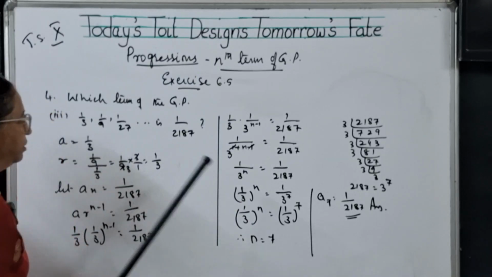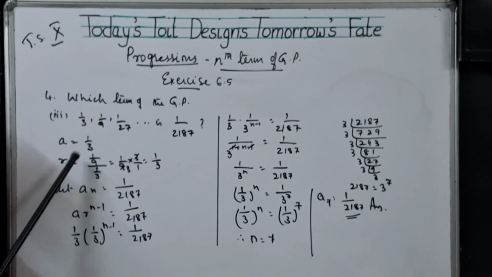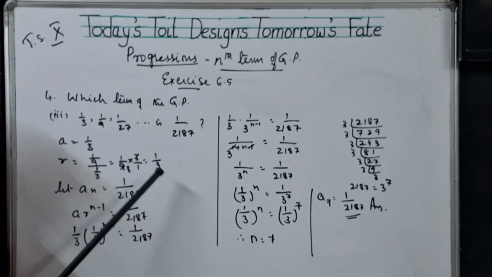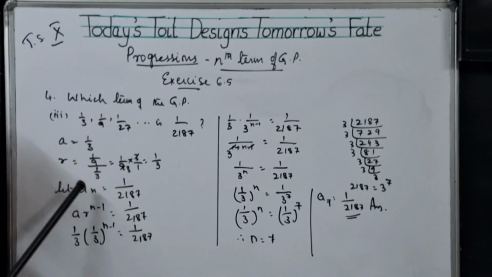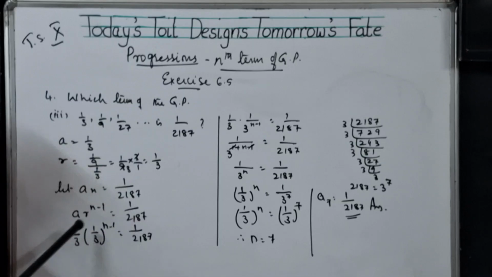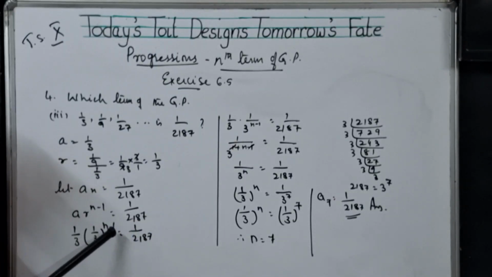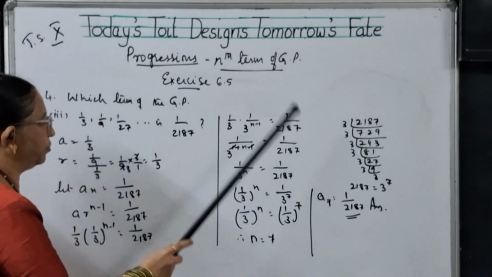And which term is the seventh term? See, a is 1 by 3, r is 1 by 9 by 1 by 3, that is 1 by 3, I got. Now, nth term is 1 by 2187. a into r to the power of n minus 1 is 1 by 2187. a is 1 by 3 into 1 by 3 to the power of n minus 1 is 1 by 2187. That means 1 by 3 into, this power goes to 3, 1 by 3 to the power of n minus 1 is 1 by 2187.